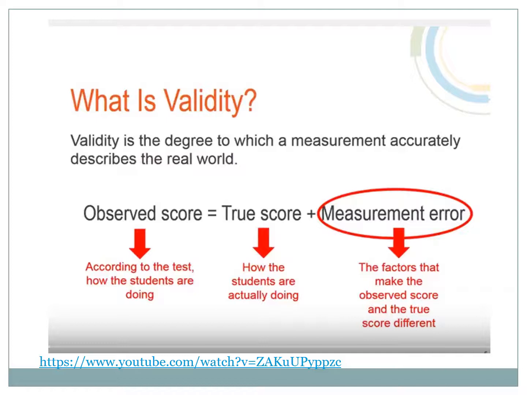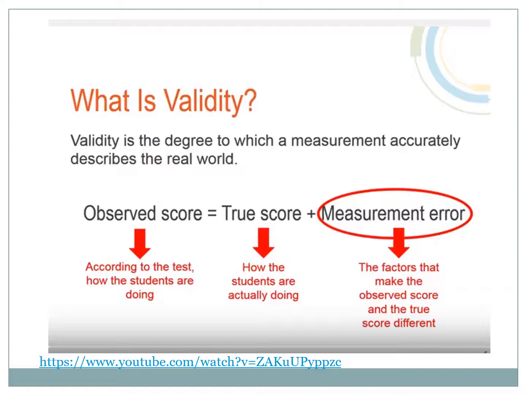So validity is the degree to which a measurement accurately describes the real world, in a sense. And if you think about it, the observed score, or the score that the student actually gets, consists of two things. The true score, which is a measure of how they're actually doing, what they actually know, plus some measurement error. There's always a little bit of measurement error. And that measurement error makes the true score different from the observed score. Sometimes the measurement error is small and sometimes it's large. The larger the measurement error is, the less valid the test or the assessment is.